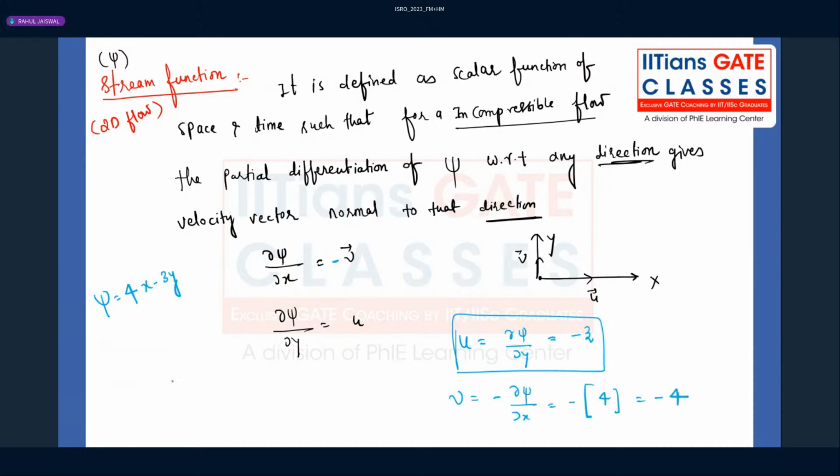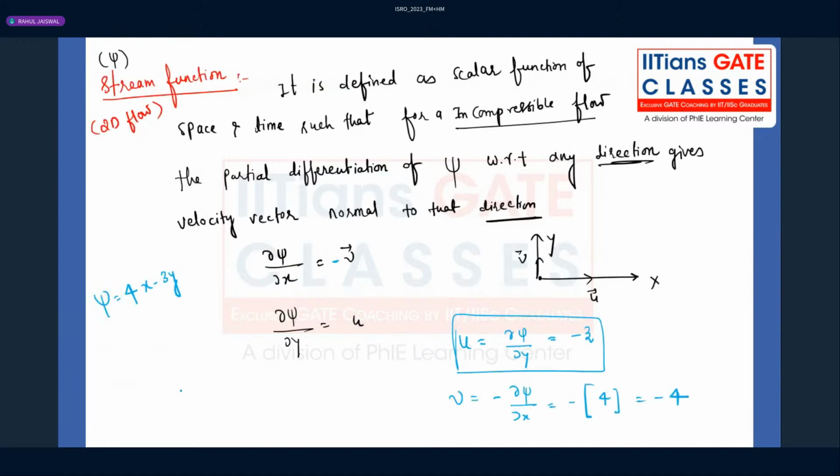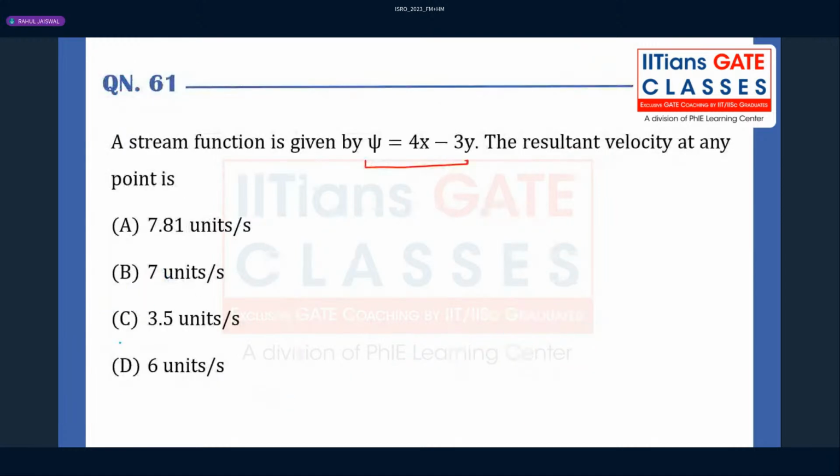They are asking what is the resultant velocity at any point. You got u, you got v. The resultant will be somewhere here. That is the resultant velocity component. So the resultant velocity component will be under root of u square plus v square, so that will be minus 3 square plus minus 4 square. That will give you 5 unit per second. Which answer is correct?